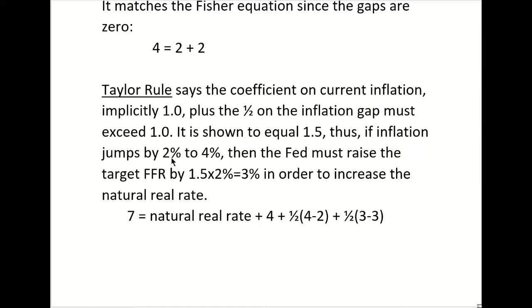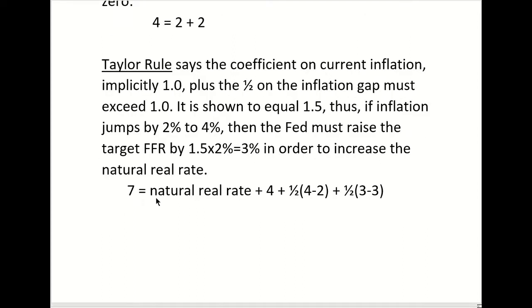It's 1.5. And what that means is if current inflation jumps by 2%, let's say it jumps to 4%, then the Fed must raise the target Fed funds rate by 1.5 times the 2% gain in inflation. In other words, it must increase the target Fed funds rate by 3% in order to increase the natural real rate. What we're saying here, let me scroll down a little bit. It says, look, current inflation now is 4%. It went up 2% to 4%. So I put the 4% here and the 4% here.